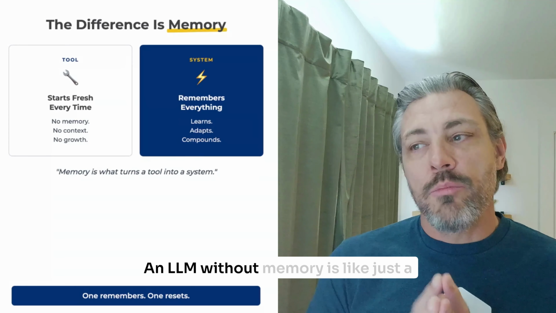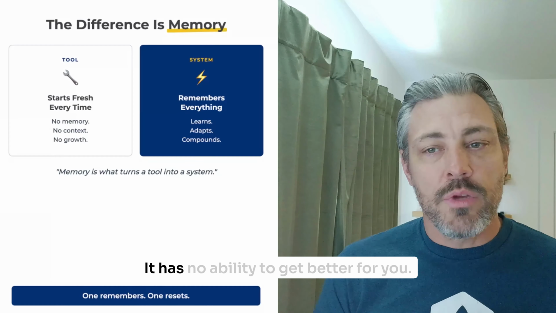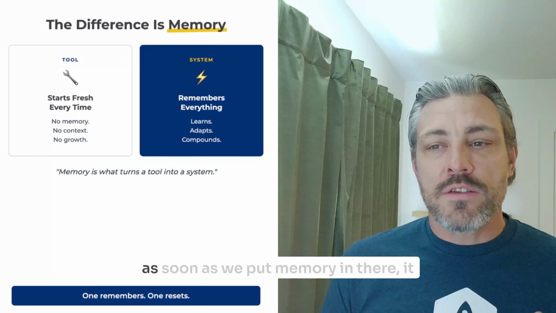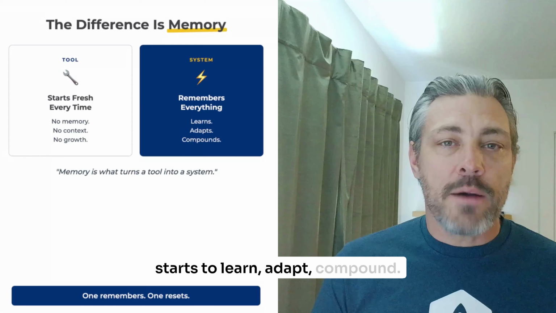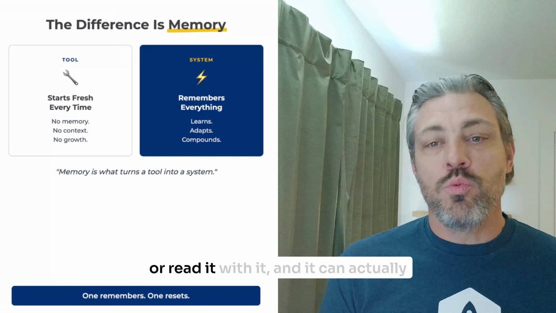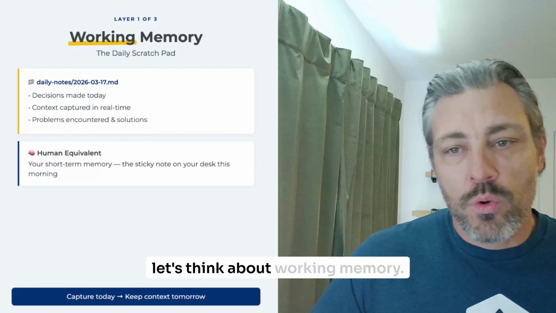What's the difference in memory? An LLM without memory is just a tool, right? It has no context. It has no ability to get better for you. As soon as we put memory in there, it starts to learn, adapt, compound. It can look back at the things it did or we did with it, and it can actually start to get better.